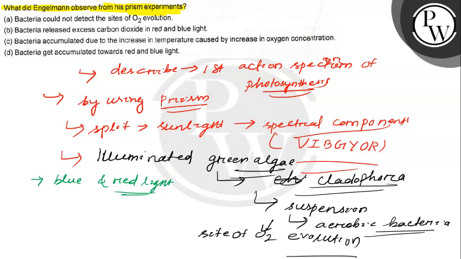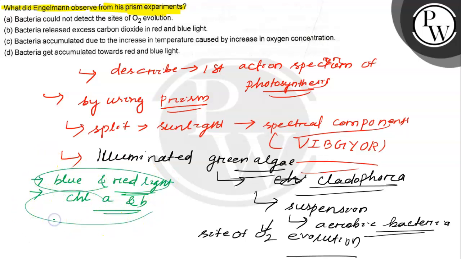Then he observed that it roughly resembled the absorption spectra of the chlorophyll. So which type of spectra? That is chlorophyll A and B. So the correct answer is that the bacteria are accumulated towards the blue and red light, roughly matching the absorption spectra of chlorophyll A and chlorophyll B.